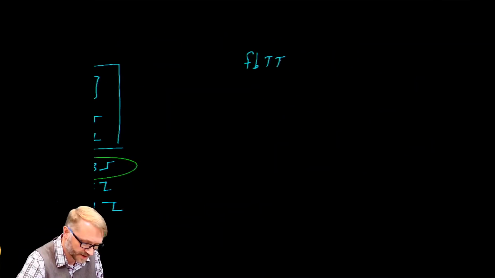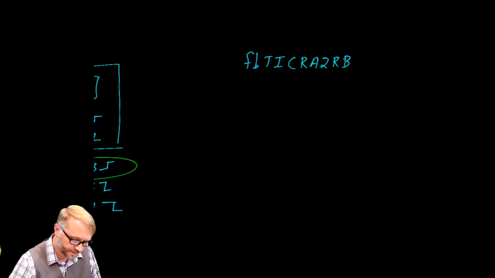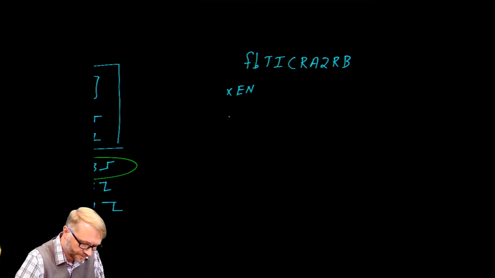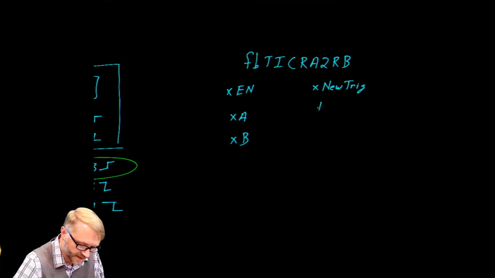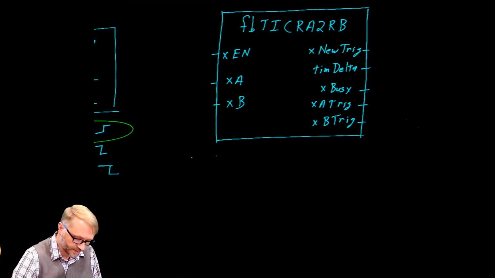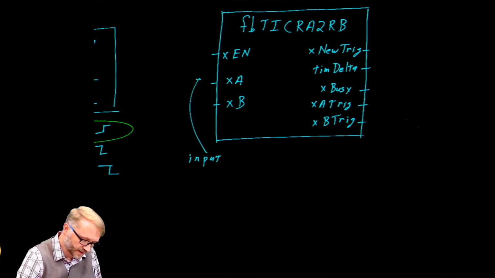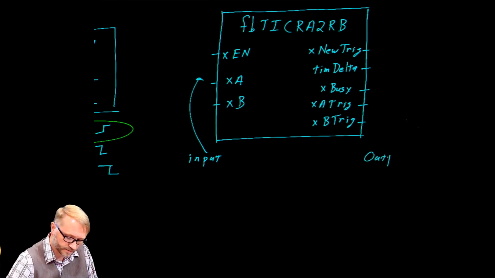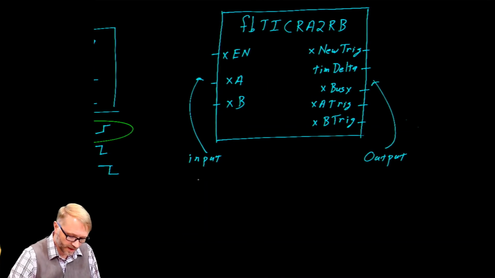Function block time interval counter, rising edge of A to rising edge of B. Enable, input A, input B, Boolean new trigger, type time delta, Boolean busy, Boolean A trigger, and Boolean B trigger. In the style that we've been using for quite some time, we would describe inputs. That's all this. We would describe outputs. That's all that. And now we talk about behaviors.